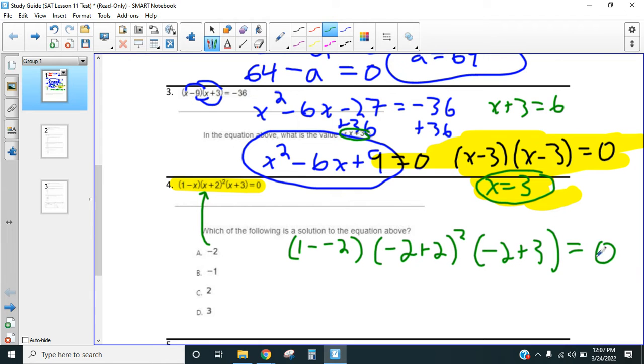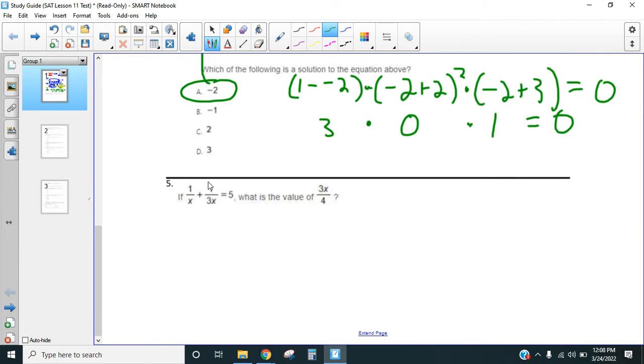Remember, we want this to equal 0. And then this would be 3. This is 0 squared, which is 0. And then this is 1. Remember, when factors are written this way, they're all multiplied. So what do you get if you take 0 times anything? Which is what we wanted. Bingo. Right? There it is.